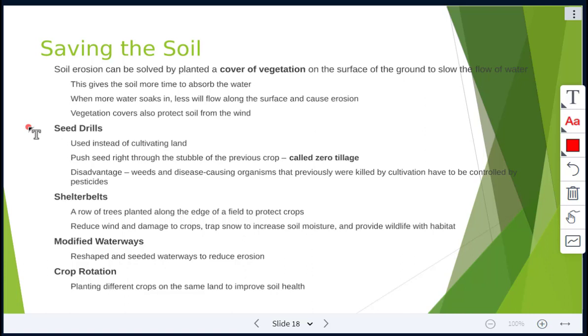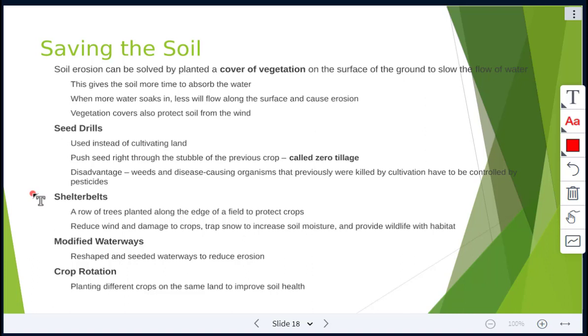Seed drills are used instead of cultivating land. These seed drills are machines that will push the seed right through the stubble of the previous crop. That process is called zero tillage. The disadvantage of doing this is that weeds and disease-causing organisms that were previously killed by cultivation are going to be controlled by other methods like using pesticides. The advantage of cultivation was that it was getting rid of weeds. It was also getting rid of any disease-causing organisms.